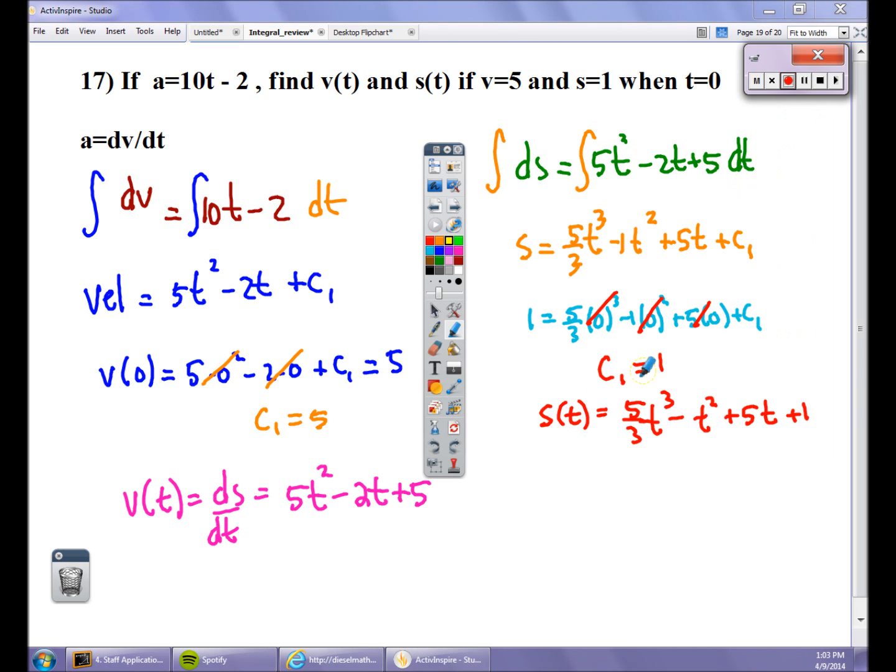So my original question said find s of t, the position function, and find v of t, the velocity. I have both of those. I got the velocity function by integrating the first time, substituting everything in to solve for the constant. I then integrated for a second time to get the position function and substituted everything in to solve for the second constant.